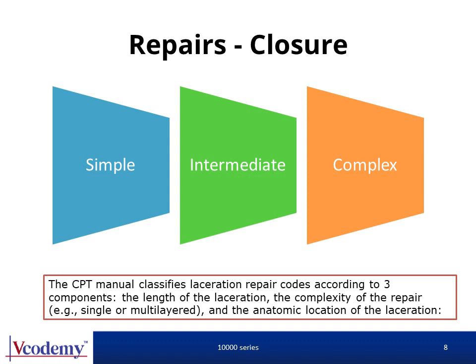Intermediate lacerations are defined by three anatomic location groupings as below. 12031 to 12037 is for intermediate repair to the scalp, axilla, trunk and/or extremities including hands and feet. 12041 to 12047: intermediate repair to the neck, hands, feet and/or external genitalia. 12051 to 12057 is intermediate repair to face, ears, eyelids, nose, lips and/or mucous membranes. So be very careful with the anatomic groupings.